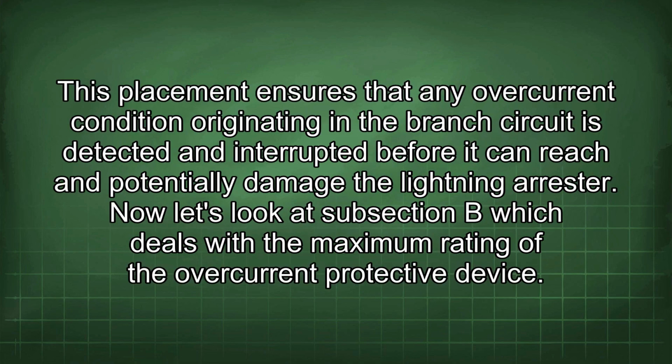Critically, this overcurrent device must be situated on the line side of the lightning arrestor itself. This placement ensures that any overcurrent condition originating in the branch circuit is detected and interrupted before it can reach and potentially damage the lightning arrestor.